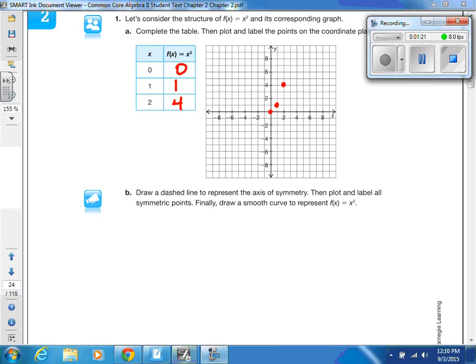2, 4. It opens up. Now it has an axis of symmetry that goes down the middle. It's right here. So that really is an axis of symmetry. What's happening on this side? Right, the same points, just on the other side. So there's a point here and a point here. So we can graph that parabola just using 3 points.